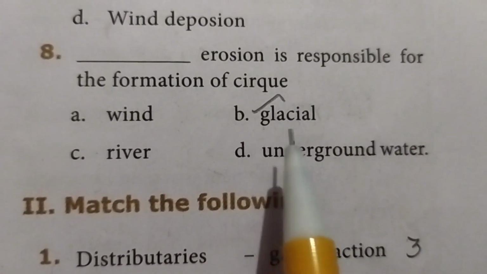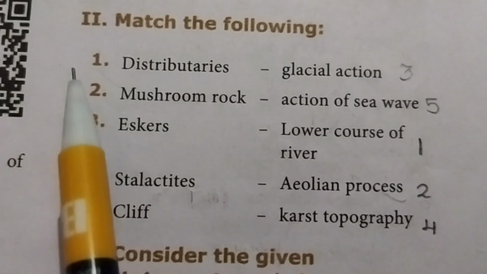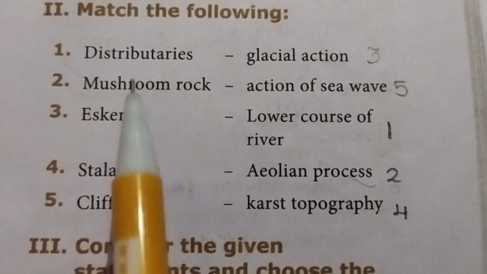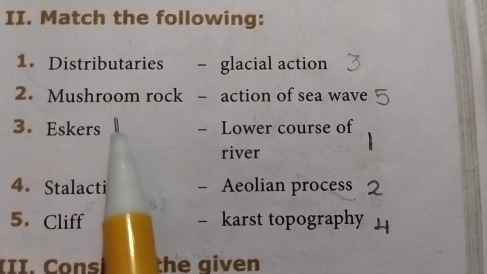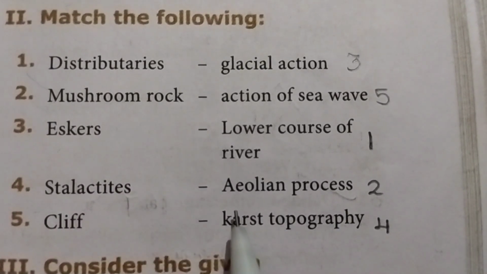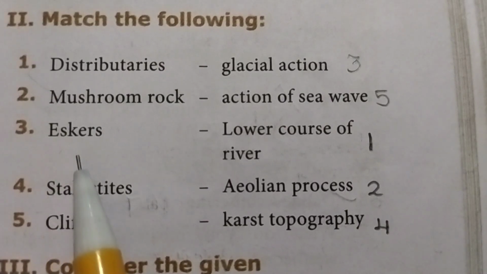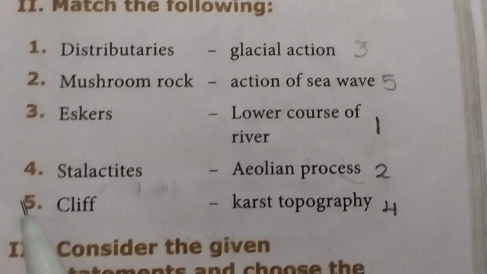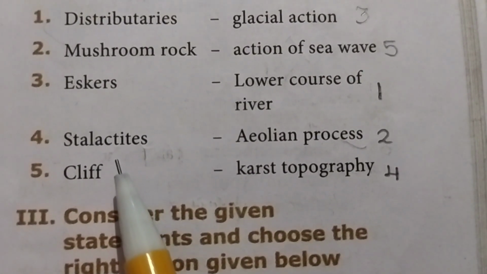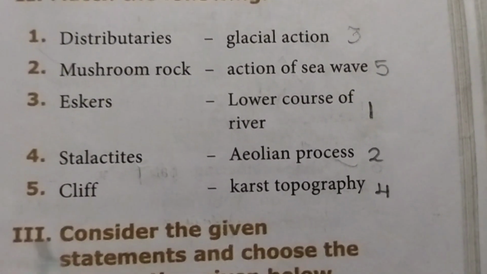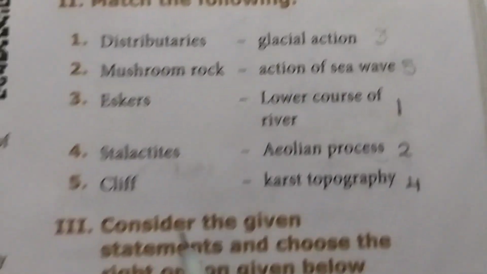Option B, glacial. Roman letter 2, match the following. First one, distributaries, lower course of river. Second one, mushroom rock, aeolian process. Third one, eskers, glacial action. Fourth one, stalactites, karst topography. Fifth one, cliff, action of sea wave.